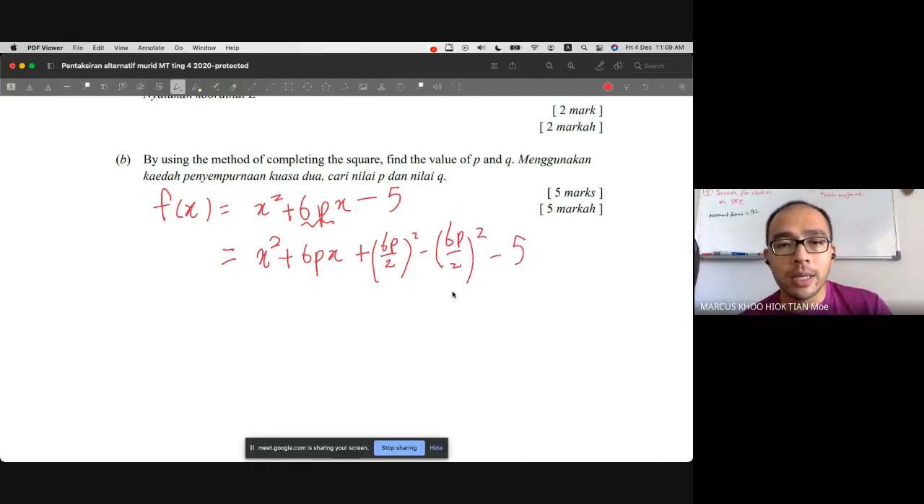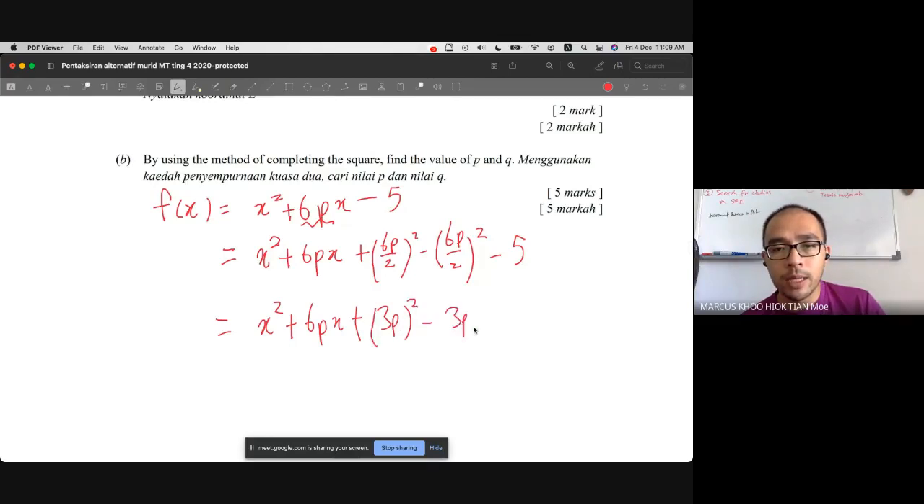Okay, kita ambil nombor yang bersangkut paut dengan x, kita kasih bahagi 2, plus squared minus squared. Okay, now let me simplify this. 6p over 2 is actually 3p, sebab 6 bahagi 2 adalah 3. 6px plus 3p the whole thing squared. Jangan dulu pecahkan ini. Okay, 3p squared.